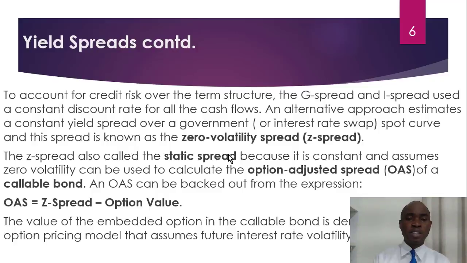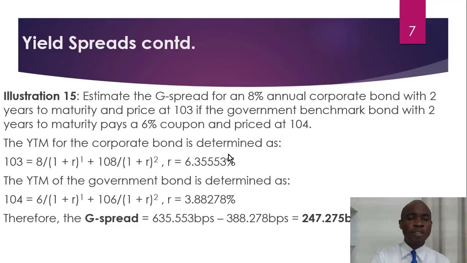Sometimes it's also called the static spread because it assumes zero volatility. And this can be calculated using the option adjusted spread of a callable bond. Now, you need to be acquainted with this because in the course of the program in Level 2 and Level 3, you're going to come across this option adjusted spread, also called OAS. It's basically the Z spread, the zero volatility spread, minus the option value. Now, the value of the embedded option in the callable bond is derived from an option pricing model that assumes future interest rate volatility.